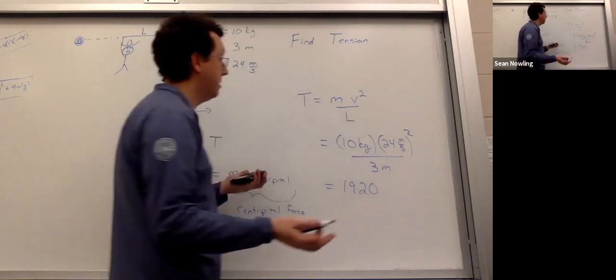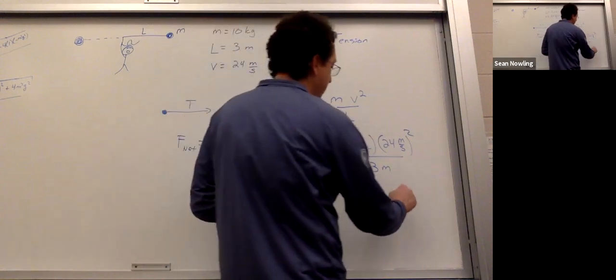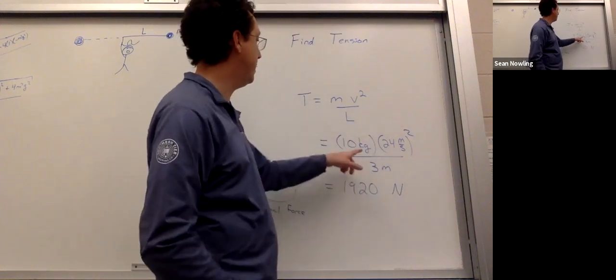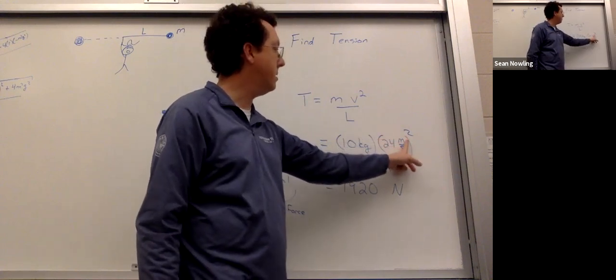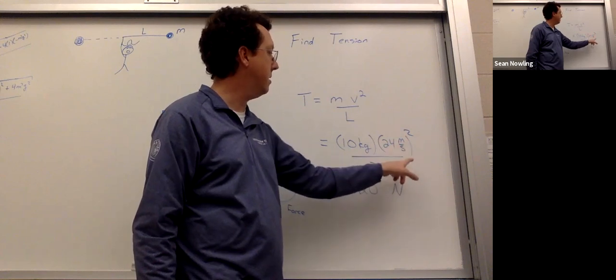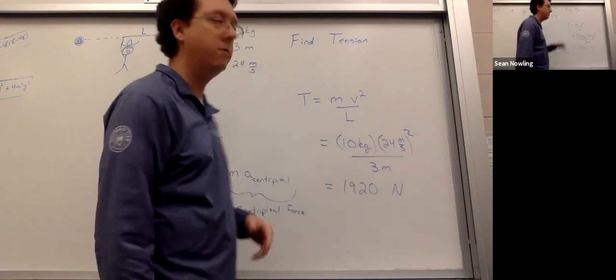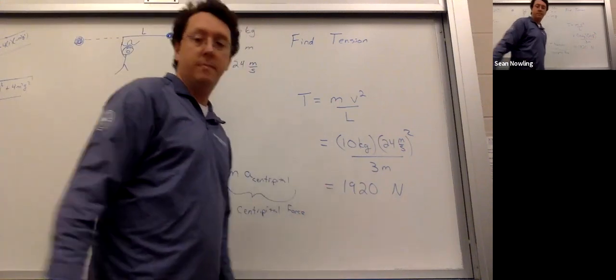Because we were civilized and we used metric units throughout, we're guaranteed that this will come out in newtons. Or if you don't like that, you can see that it's going to be kilogram, 1 power of meters in the numerator after canceling the denominator, kilogram meters per second squared, which is a newton. Okay? 1920 newtons.